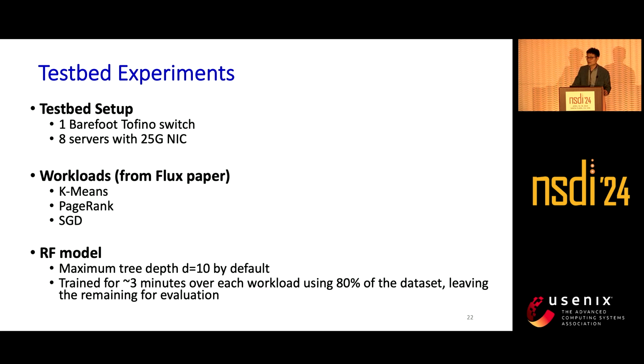Now we come to our testbed experiments. We use 8 servers connected to one Barefoot Tofino switch using 25 Gbps links. For the benchmark, we again use the k-means, PageRank, and NSDI workloads from the Flux paper. For each workload, we first train a random forest model for 3 minutes using 80% of the dataset. And then we use the trained model with the remaining dataset for testing to do our evaluation.